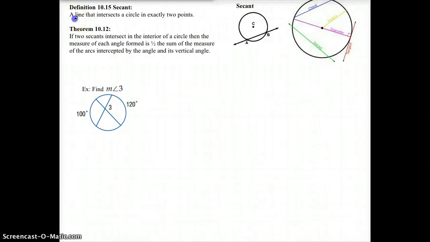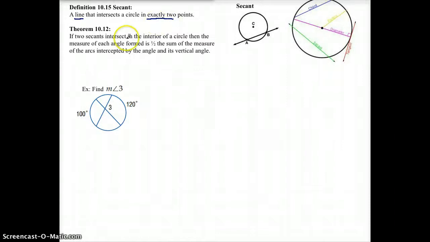So I'm going to underline two parts there. One, that it's got to be a line, and two, that it is in exactly 2 points. And we have a picture of a secant over here. You can see circle C with line AB intersecting my circle in exactly 2 points, being A and B.